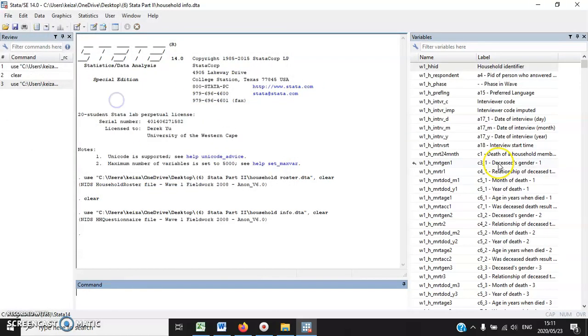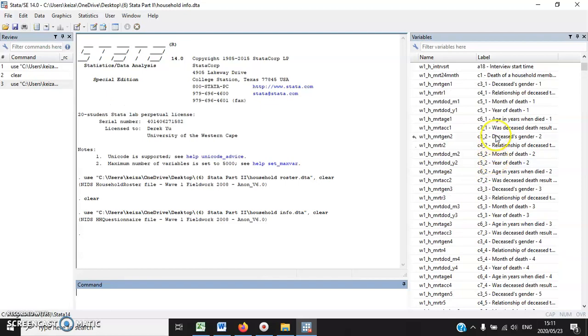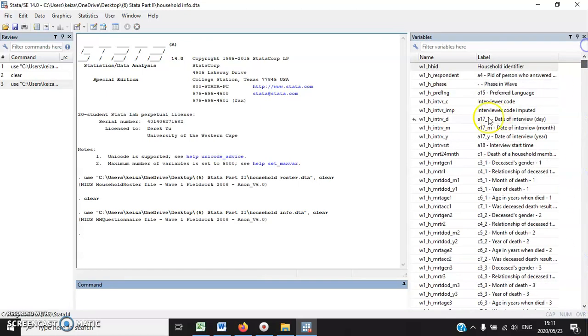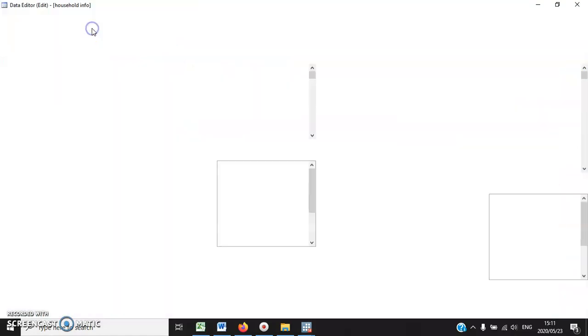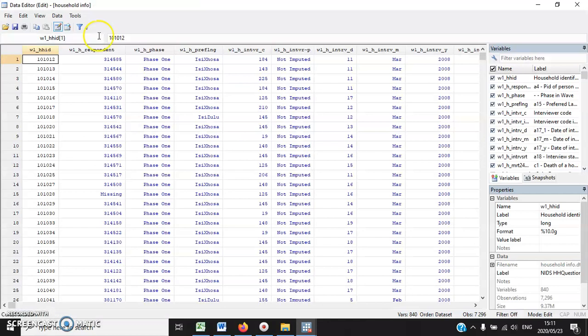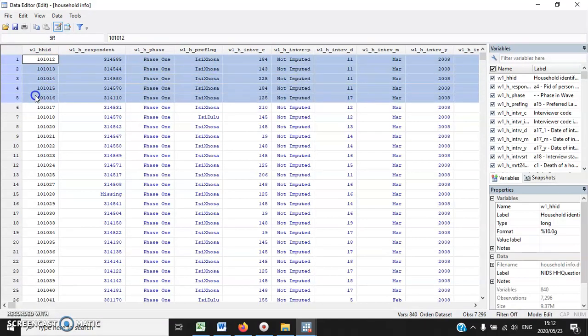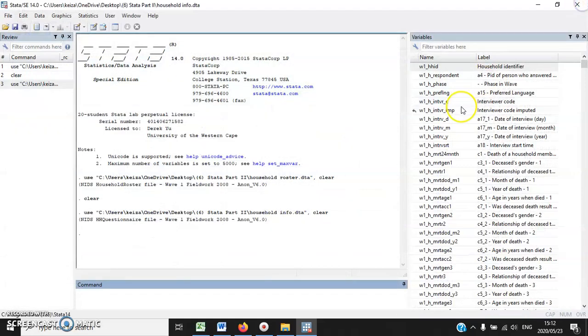The next one is the household information file. Remember I said earlier, from session C onwards, only the household heads could answer the questions. And then again, you see the household ID. So in other words, since only the household head could answer the question, you would only see each unique household ID appear once. Okay.